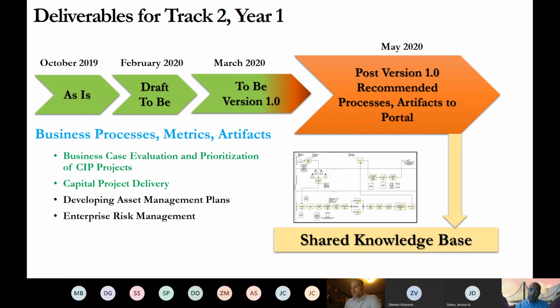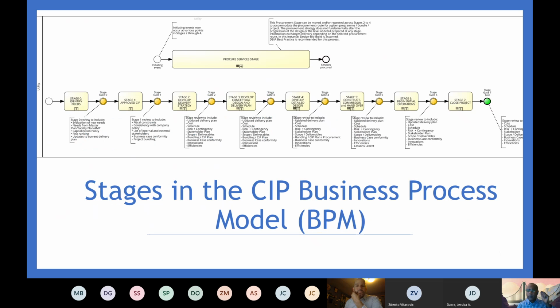Today I will cover 2 of the 4 topic areas that we've been doing for the last 1 year. The first one is the business case evaluation and prioritization of the CIP projects. And the second one is the capital project delivery.